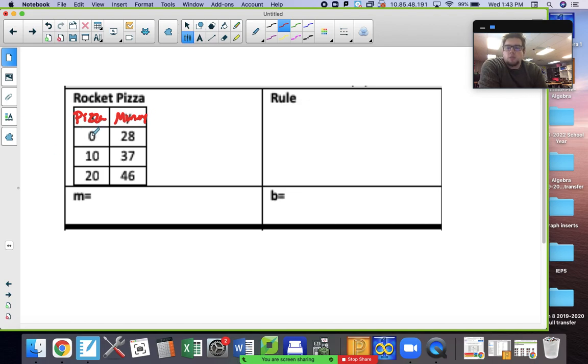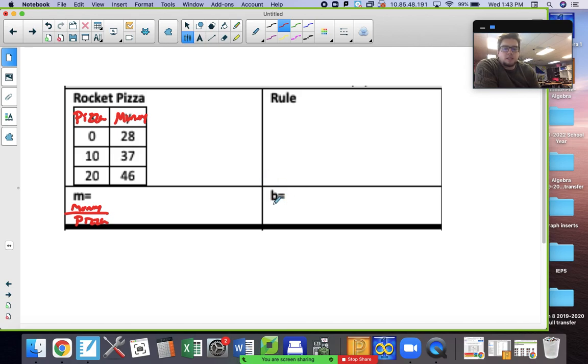So 0 pizzas delivered, we get $28. 10 pizzas delivered, there's $37. 20 pizzas delivered, we get $46. So what we want to try to find is M, our slope. It's the money we get per pizza delivered. It's going to be a fraction.